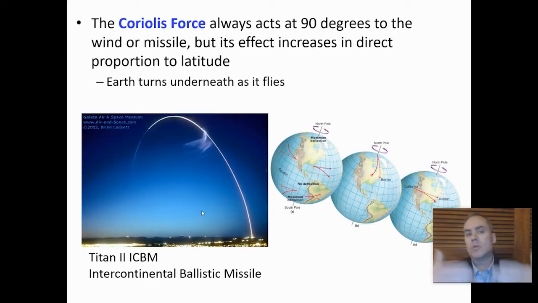So what's causing the Coriolis effect is what's known as the Coriolis force. It's acting always at 90 degrees to whatever the direction of the wind or missile is, but more and more as you go to higher and higher latitudes toward the poles, and no effect at the equator. Well, let's think about why that is. Let's look at two examples.